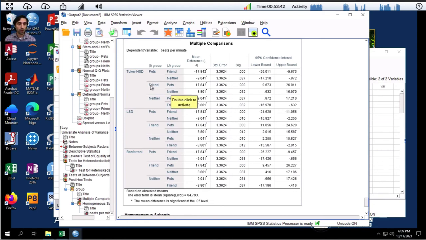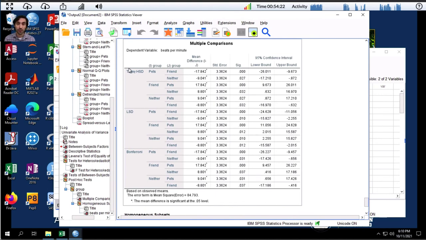All right, now looking at the group with a friend in the room as compared to the group with no one in the room, the p-value is 0.032. Okay, that's even higher than the pets and the neither, but that is still statistically significant. All right, just based on this, across the board, all three groups have significant differences among the groups, and in fact, all three groups are statistically significant from one another based on this information.